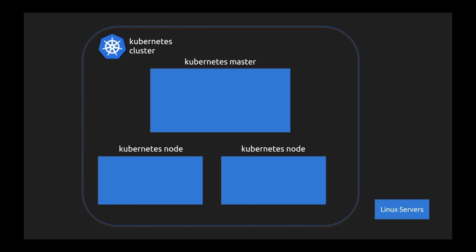Like any other master-slave architecture, Kubernetes also has masters and slave nodes. These are typically called Kubernetes masters, and the slave nodes are called Kubernetes nodes or minions. They used to be called minions. Now they are called worker nodes or Kubernetes nodes, or in fact just node.